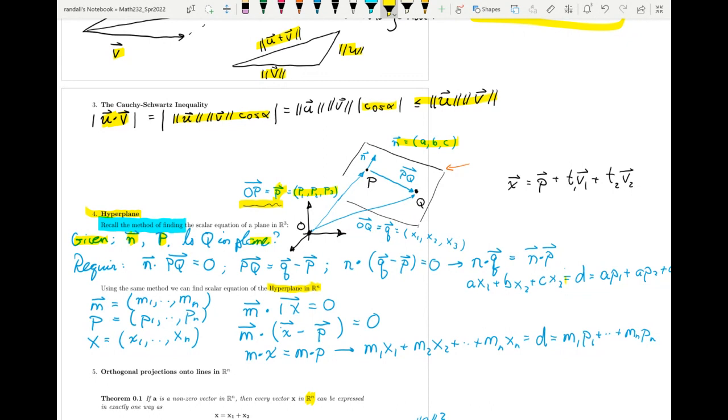So our question is the following. Is this point Q in our plane or not? That's one of the main uses of the scalar equation of a plane. You want to test whether a given point is in the plane or not. Okay, so here's our point that we want to inquire whether it's in the plane or not. This is Q, and we're going to derive conditions on its coordinates that assure that it's in the plane.